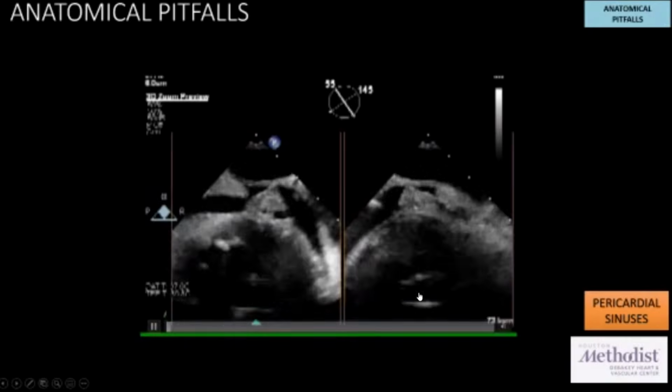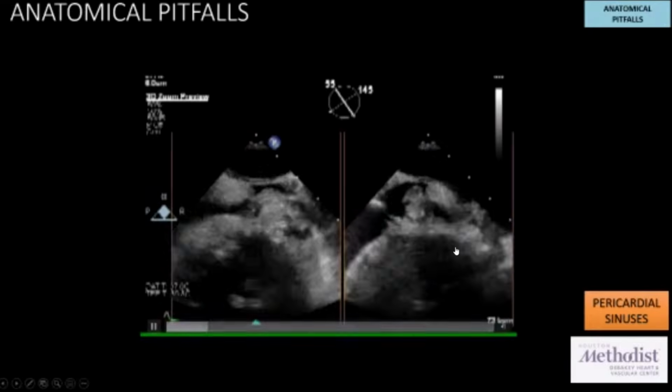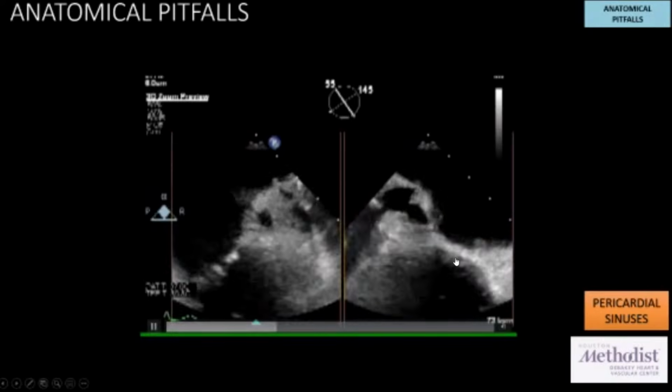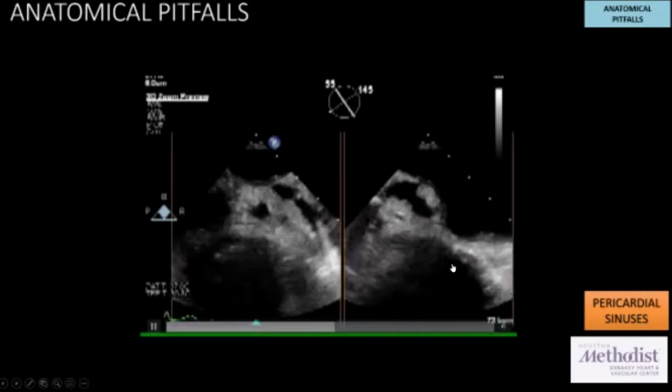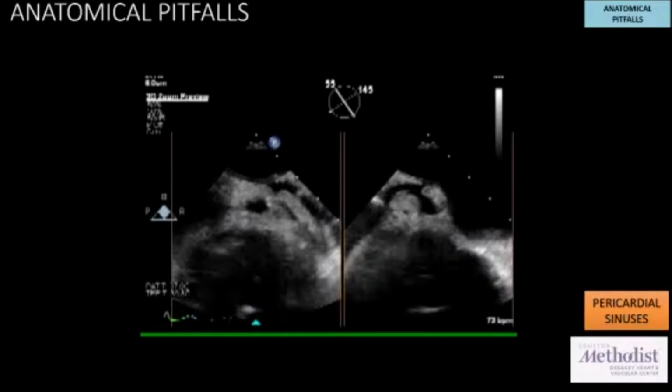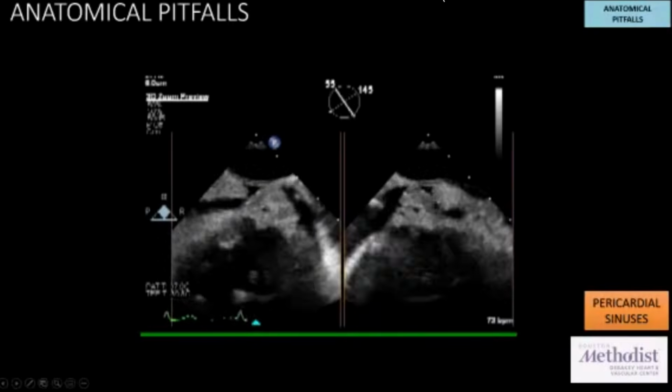3D TEE is very helpful. And when you see something like this, obviously biplane imaging, looking at color Doppler flow, and also a normal left atrial appendage emptying velocity, can help.